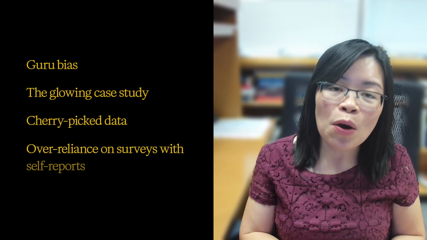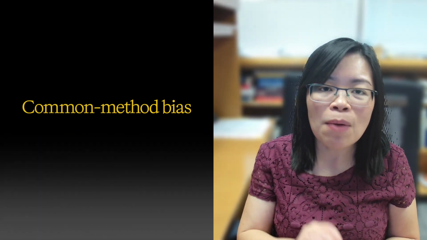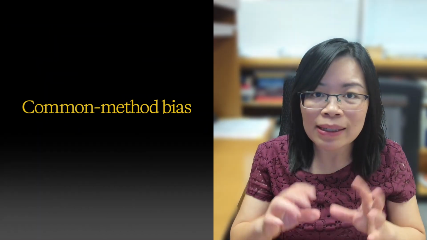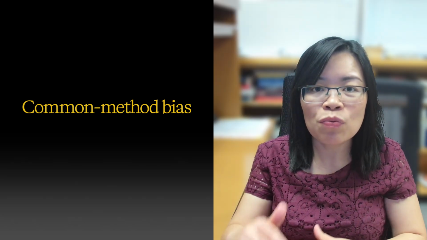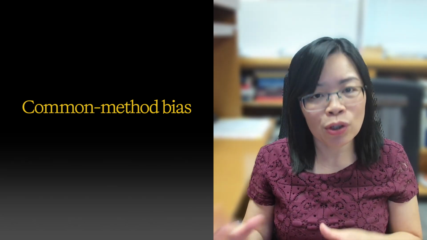And number 4, over-reliance on surveys with self-reports. A lot of leadership research uses surveys, for example, self-rated leadership behavior correlated with team performance. Surveys are fine, but keep in mind common method bias, which means the same respondents rating both leader and outcomes. And that correlation can be spurious.